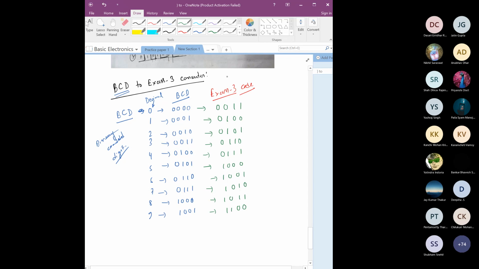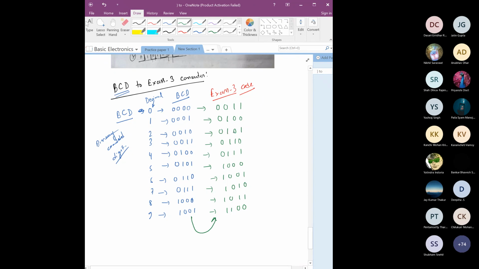So why are we using the XS3 code? Because there are a couple of different types of codes. XS3 is one of the codes. Another type of code is called the gray code. There are different types of codes used in digital communications, different coding systems, right? So BCD is one coding system, XS3 is another, and sometimes we need a circuit that can convert from one code to the other code, right?